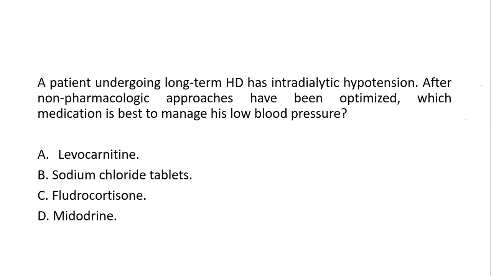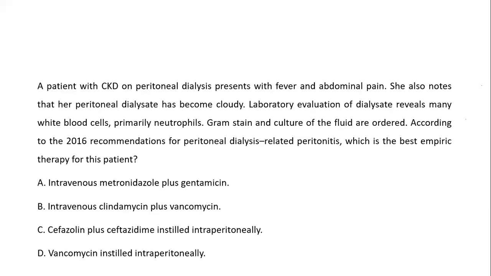So this patient is undergoing long-term hemodialysis for intradialytic hypotension. As we have discussed, what is the drug of first choice? Any options? So it is midodrine, alpha-1 agonist, drug of first choice. Sodium chloride tablet is not going to do anything. Steroids and levocarnitine, they have conflicting evidence. So for managing intradialytic hypotension, midodrine is the drug.